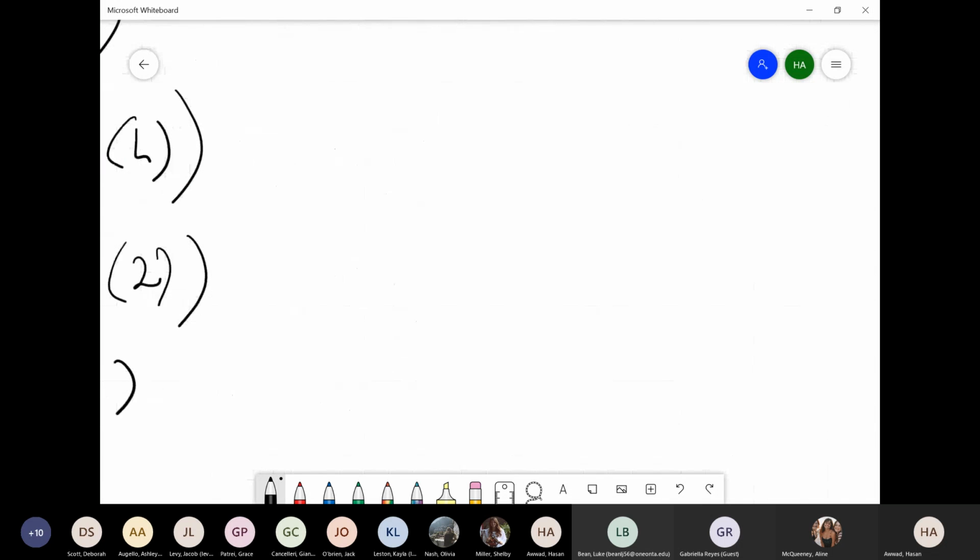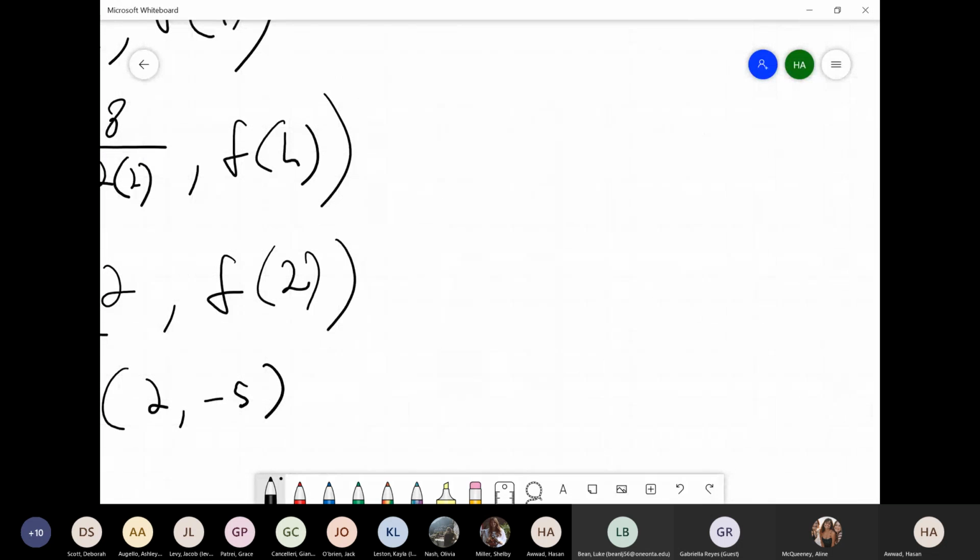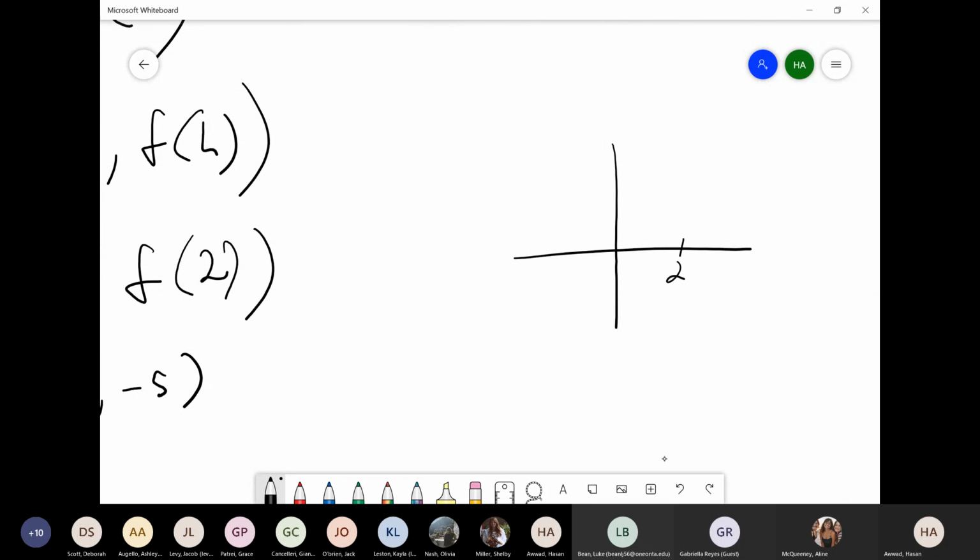So once again, let's go ahead and just sketch this really quickly. We know that it's going to be somewhere over here, 2, and then way down here, we'll say this is negative 5. Again, I'm just sketching it. It doesn't have to be super accurate. So our vertex is going to be down here, and I'm just going to label it V, just so we're all on the same page.